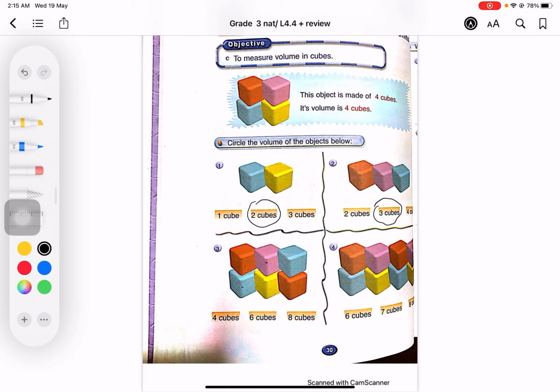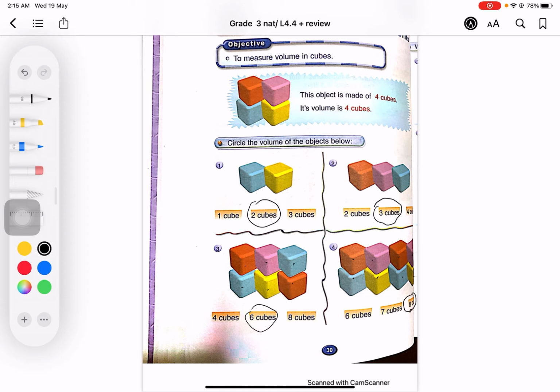How many cubes did they use? They used 2 cubes. So the volume of this is 2 cubes. My unit is cubes. Here, how many cubes do we use? 3. So the volume of this one is 3 cubes.